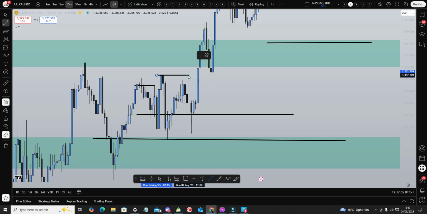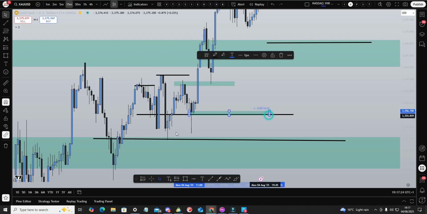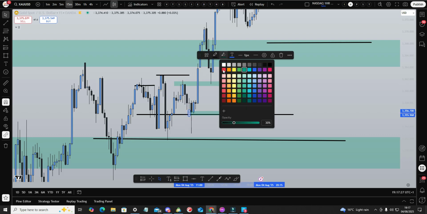Let's mark it out here. Now, check this out. This high over here, so obviously we're waiting for this one to break this one. This one doesn't, right? This high does not break this one. This low does not break the previous low. So what do you do?